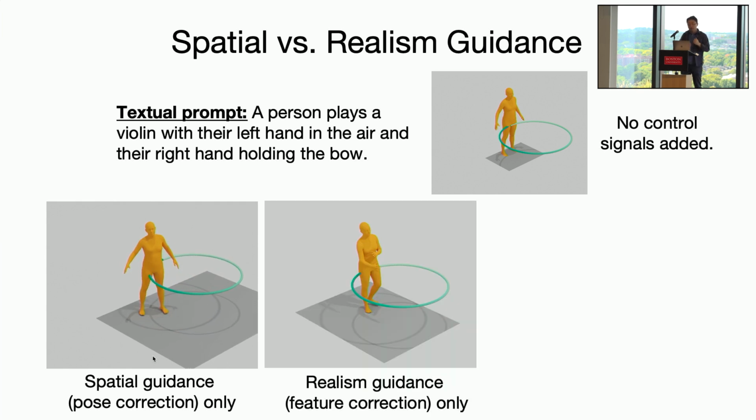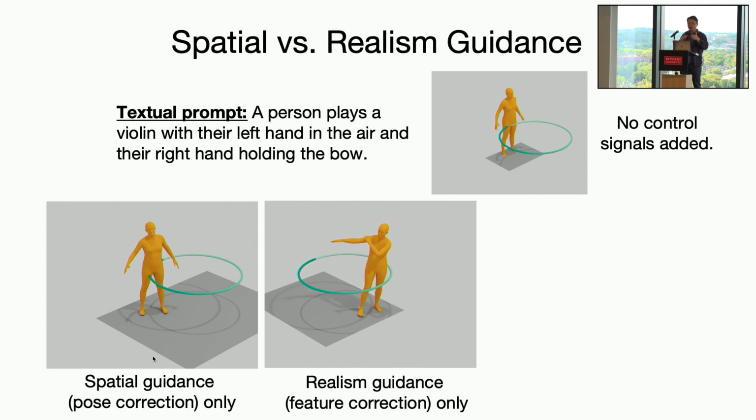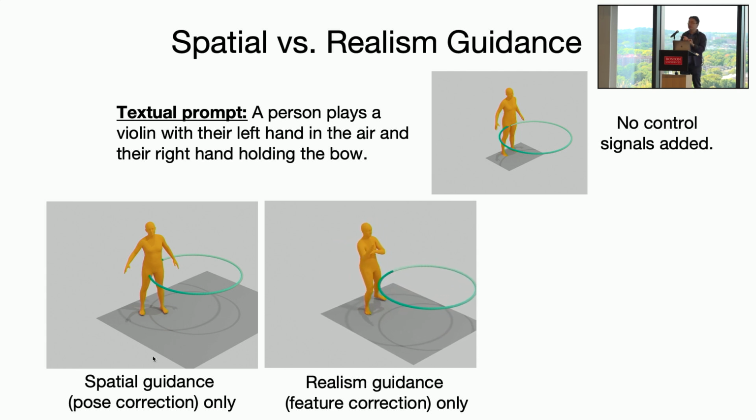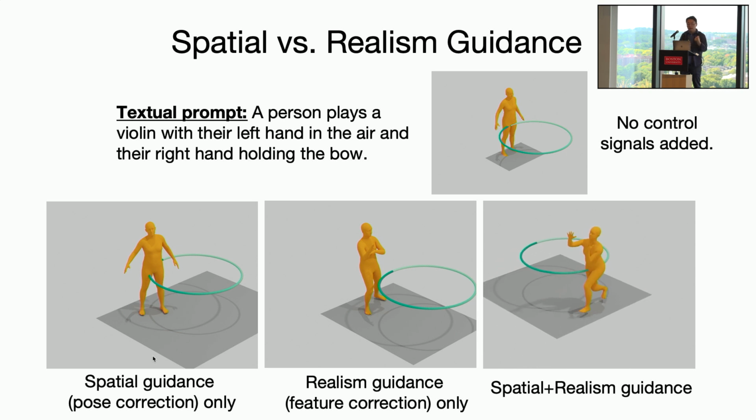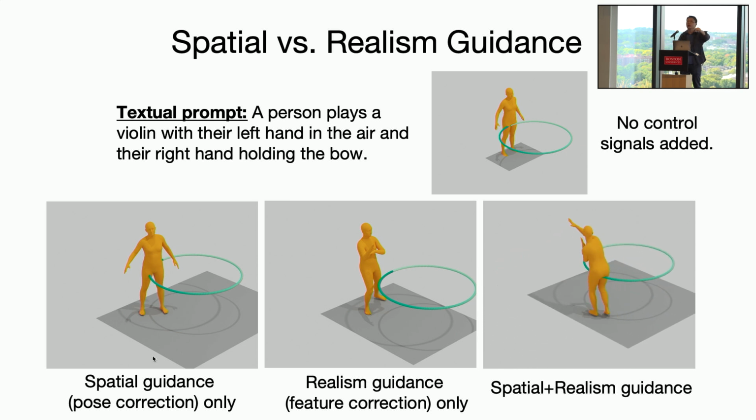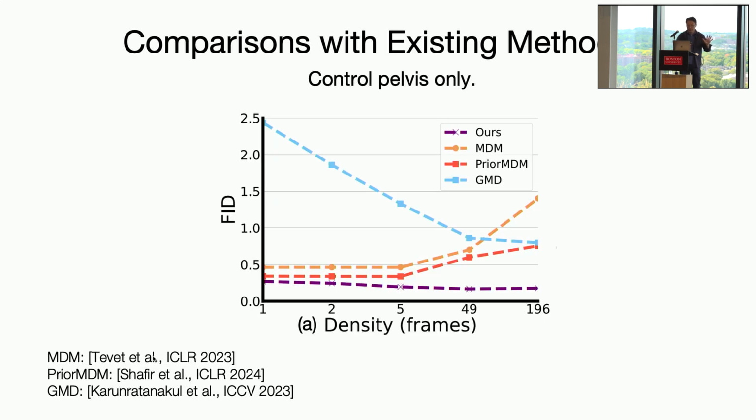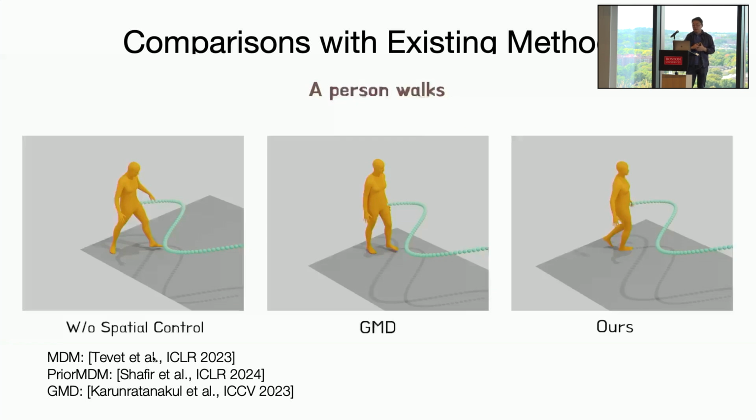What if we choose to use the realism guidance, we learn the model to follow the input in the feature space, right? It somehow can still understand the textual prompt to play the violin, but it doesn't follow the control signal well. If we combine both of them, we can see like this, right? It reasonably follows the textual prompt and also moves along the circle, right? I'm going to skip this for the sake of time, and here are some visual comparisons, right?